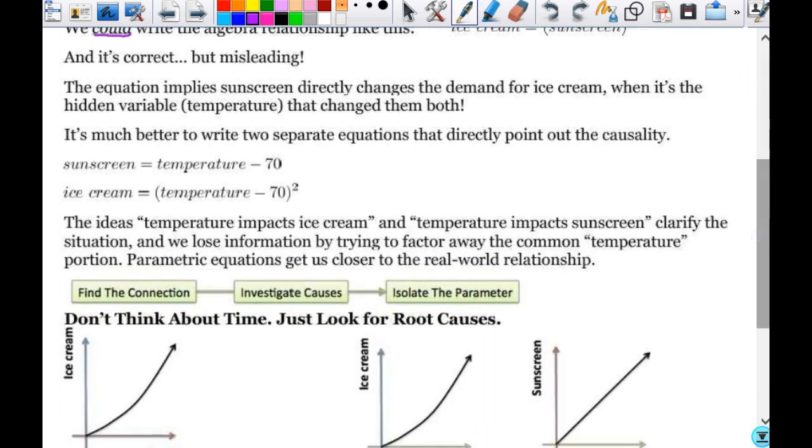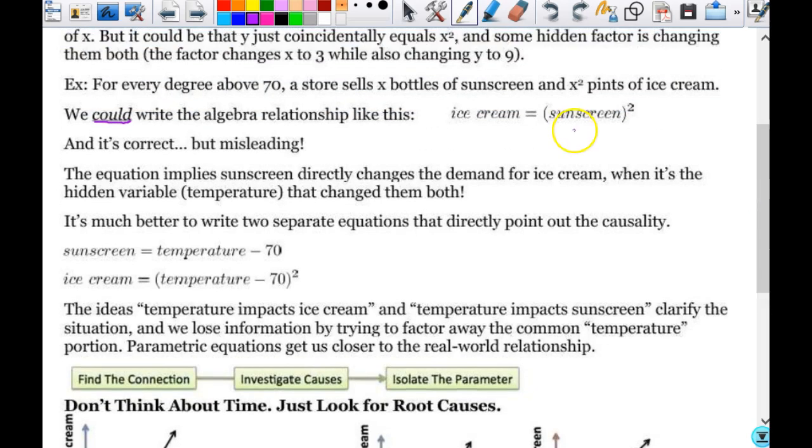So it implies that sunscreen directly changes the demand for ice cream, when it's the hidden variable, temperature, that changes them both. And in this y equals x squared type of situation, is temperature in there anywhere? It's not, right? So that's why it's a hidden parameter there. So it's much better to write them as two separate equations. The sunscreen is equal to the temperature minus 70, and the ice cream is equal to temperature minus 70 squared. So we're actually using those parameters there.